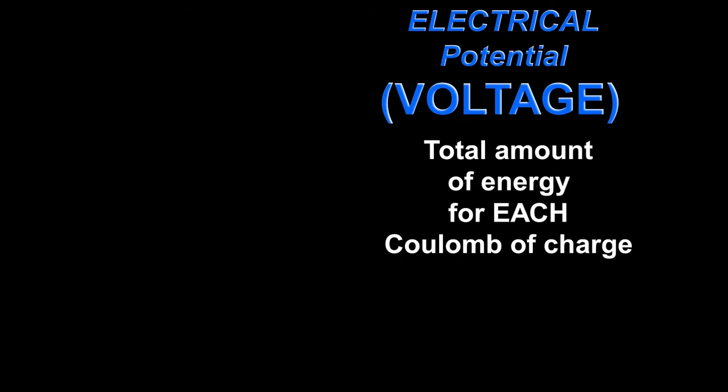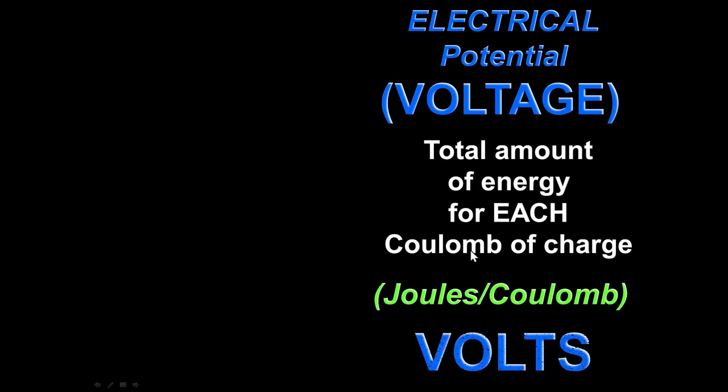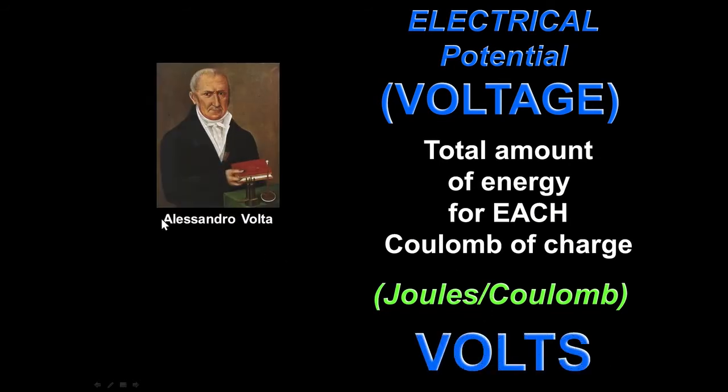You can give charges energy by pushing them to where they don't want to go, or by separating them from where they do want to go. That's like charges repel and opposites attract, but when you do work on them, you give them energy. And voltage is how much energy there is per coulomb of charge. The unit is volts, named after Alessandro Volta.